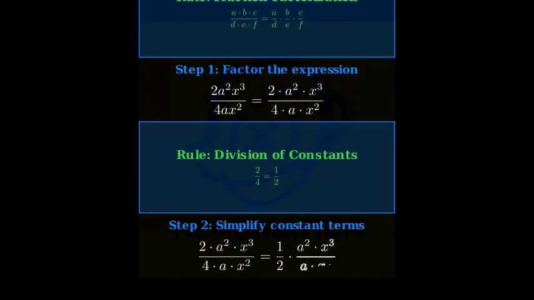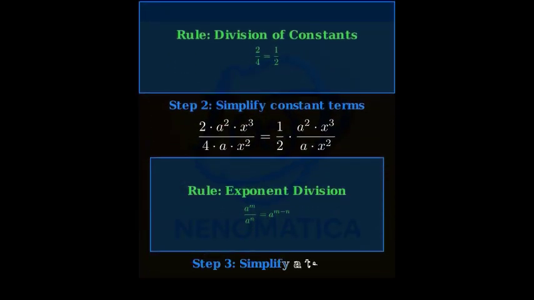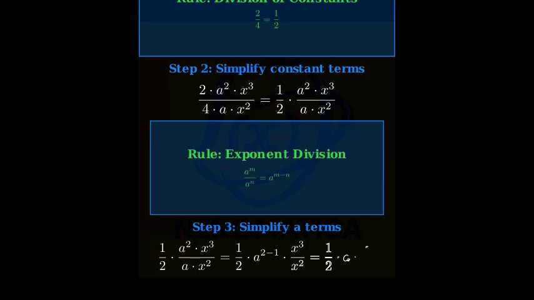Now, let's handle the variable terms. For the variable a, we have a squared in the numerator and a to the first power in the denominator. Using the exponent division rule, when we divide a squared by a, we get a to the power of 2 minus 1, which is a.